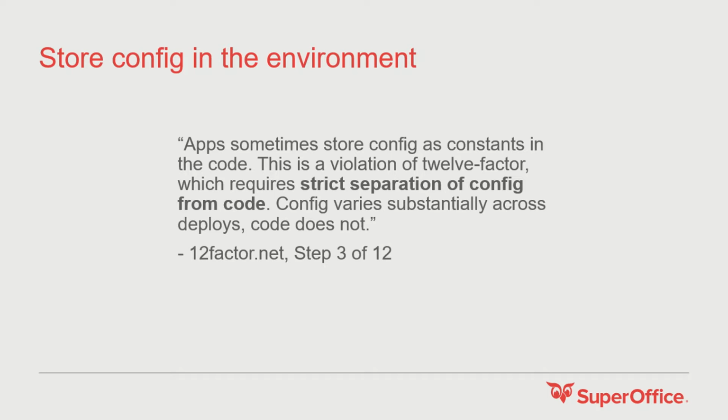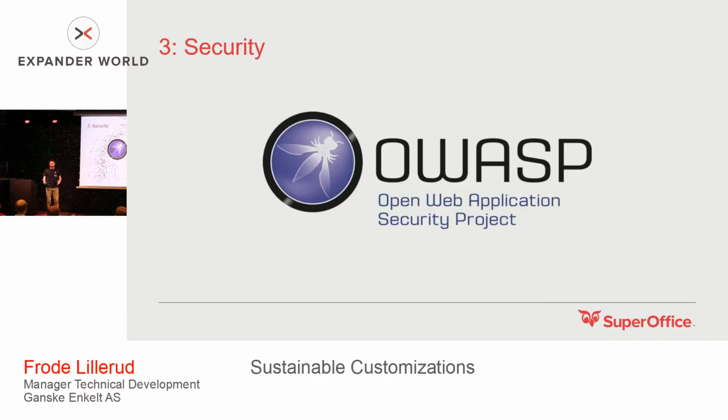So that means that you should put those configuration variables by SuperOffice. But once you start making apps, then you have to take that into consideration as well. So there's the OWASP list, which is a list that helps you with what security issues we have to think about when doing web development. So I'll just briefly skim that as well.